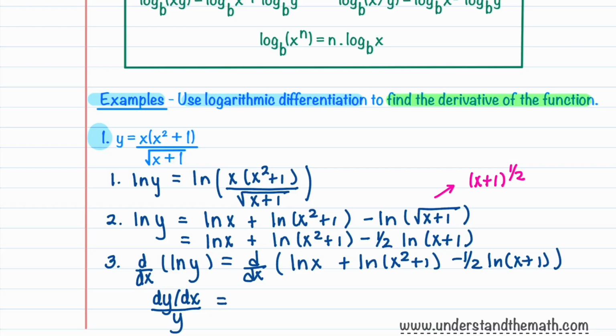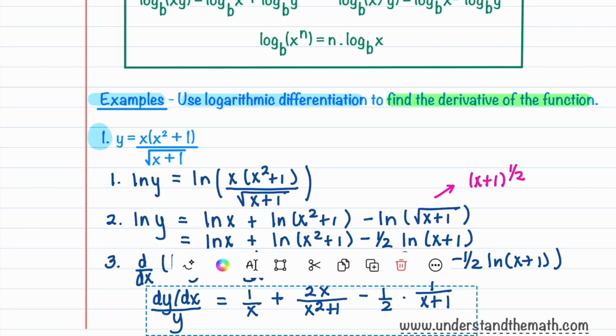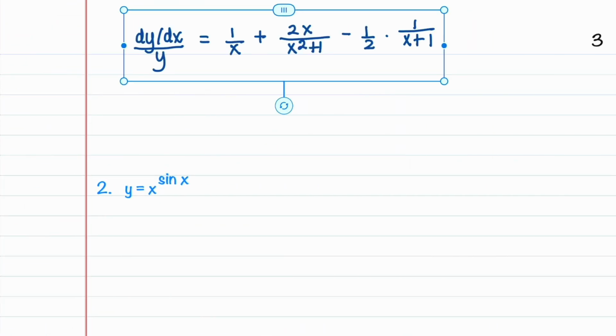And on the right-hand side, we're going to have 1 over x plus the derivative of ln (x squared plus 1), which is the derivative of what's inside, which is 2x, all divided by what's inside, x squared plus 1, minus 1/2 times the derivative of the natural log of x plus 1, and that's just the derivative of x plus 1 on the top, which is 1, and then our x plus 1 in the denominator. I'm going to go ahead and copy this, and we'll take this with us to the next page.